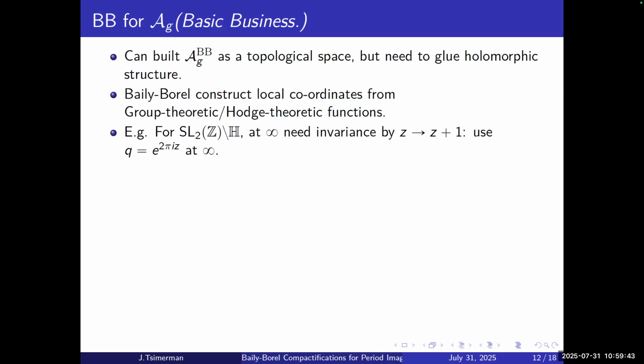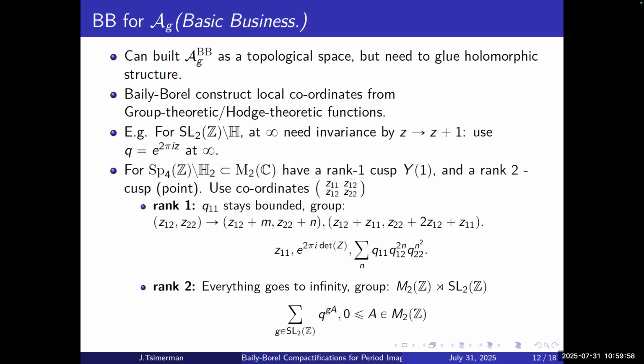And I wanted to give you a couple of examples. One you probably already know. So at infinity, if you compactify the modular curve, you need something invariant by z goes to z plus 1, and so you use q, e to the 2 pi i z. This gives you a holomorphic coordinate. Everything's good. Okay, so I hope this is correct. I couldn't find this, and ChatGPT wasn't helpful. So I had to work it out myself. And I think it's right, but if it's wrong, please let me know.